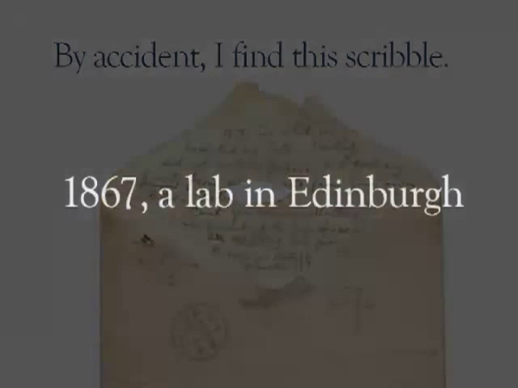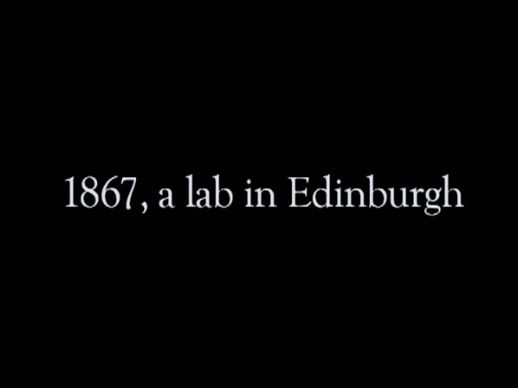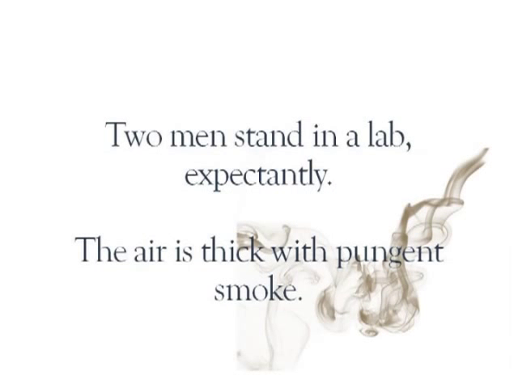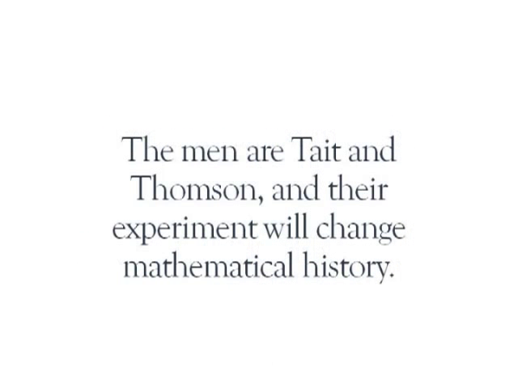So let's go back to 1876, which is the scene of this experiment. And in this lab in Edinburgh, there are two men in this room which is thick with smoke. We may make this room thick with smoke later today, if you're a good audience. The men in question are Peter Guthrie Tait and William Thompson, and what they would do in that room will change mathematical history.